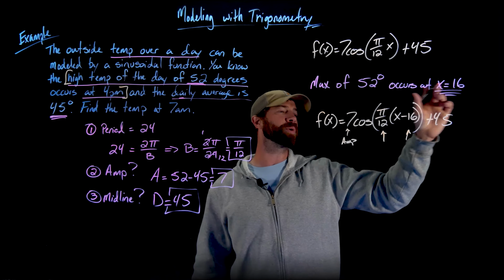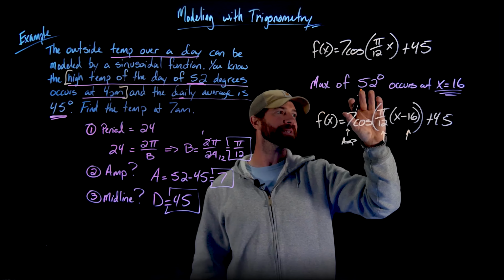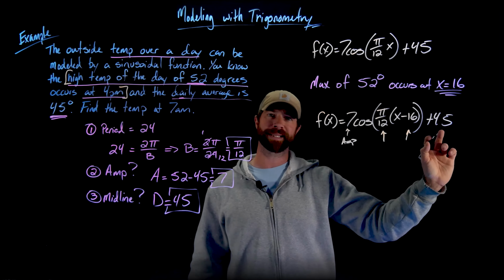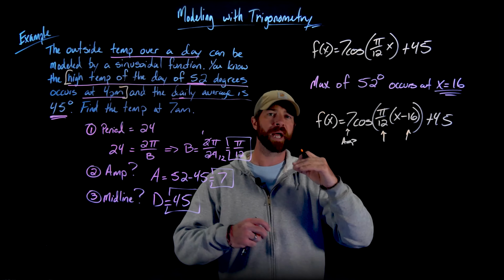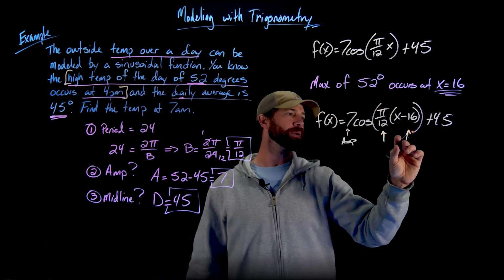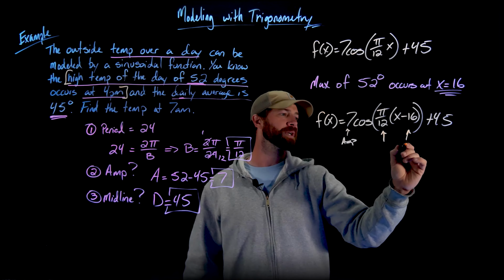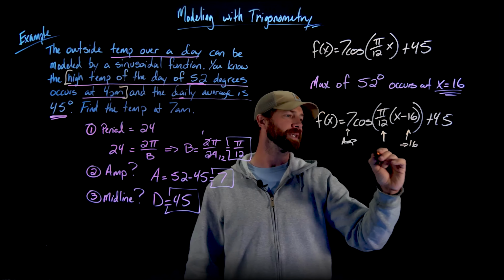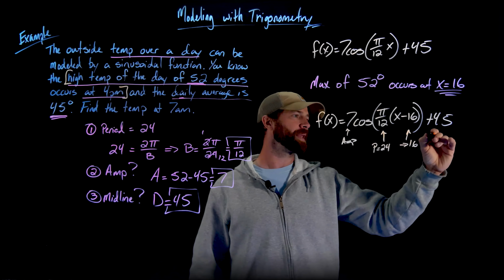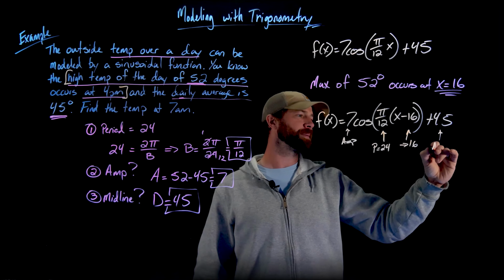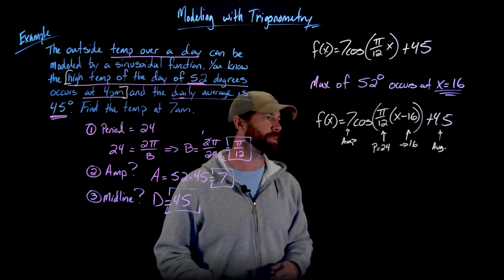I don't need to do anything with the 52 when I do this, because that's already incorporated into the midline and the amplitude. So it'll already go up to 52. I just want to make it occur at this point, which is this subtraction of 16. So this is a shift right of 16. And again, this is the period of 24. And then this 45 right here is simply the average temperature, or that midline.